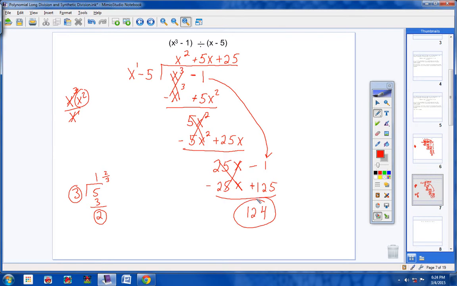Take your remainder and put it over your divisor. So put plus 124 over x minus 5. And now we're finished. There we go. One more of these, then we'll get into synthetic division, okay? One more of these.